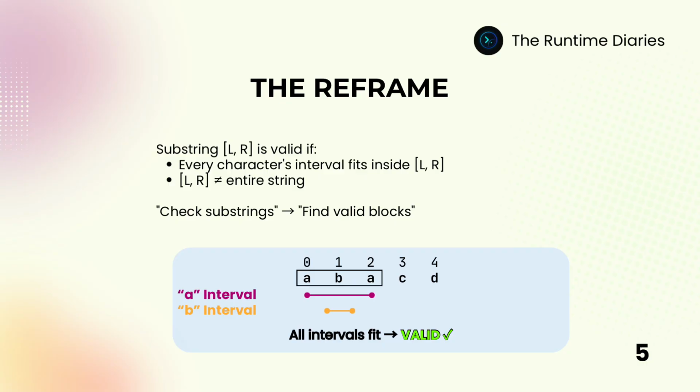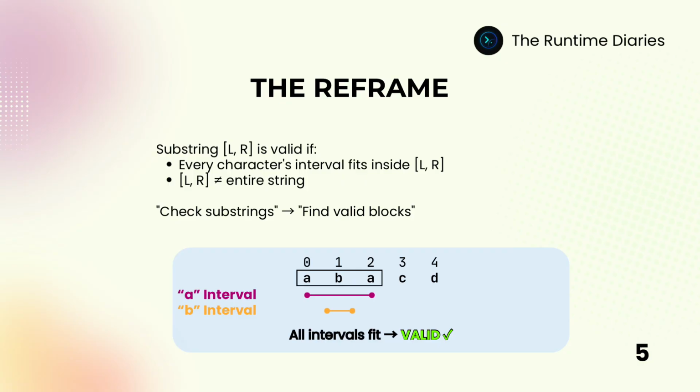Here's the critical realization that makes this problem solvable. A substring from index L to index R is self-contained if and only if every character that touches the substring has its entire interval inside the range L, R. Let me unpack that. If your substring L, R contains the letter A, then the interval for A, which is first of A, last of A, must be completely contained within L, R. If the interval for A extends even one index beyond R or before L, the substring is invalid.